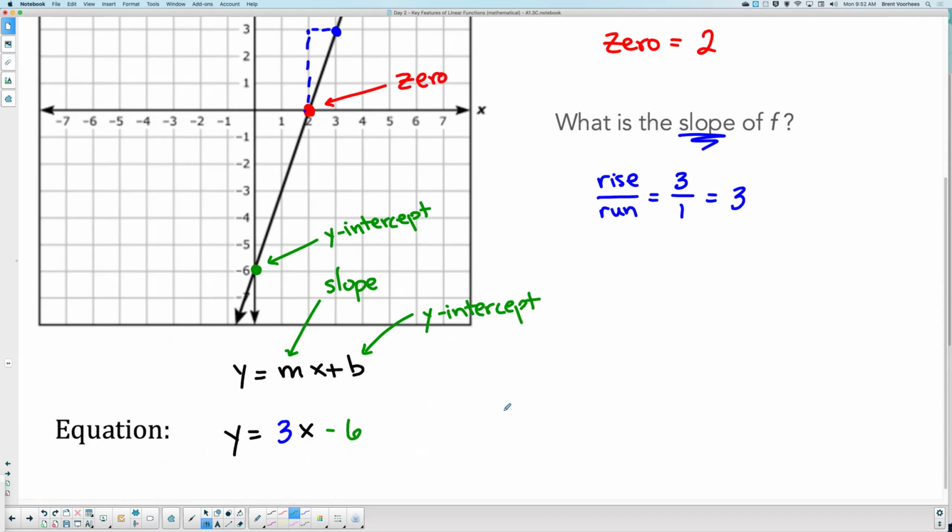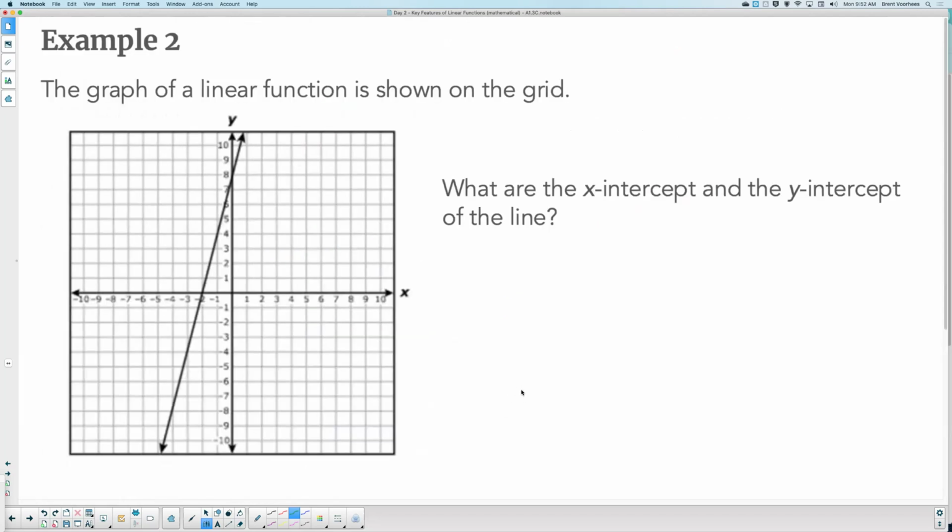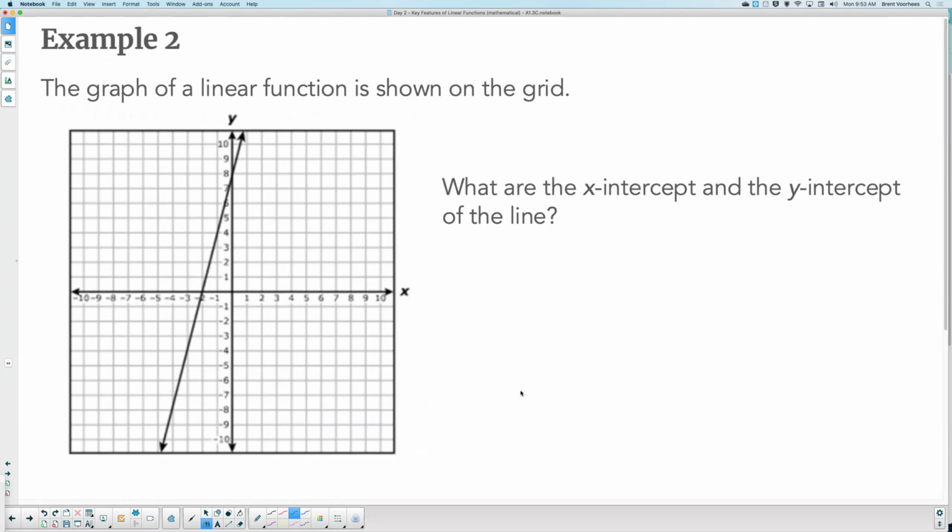Now we've done an exemplar, we've done an example. Let's try a second example before I move on with you starting to try any. It says the graph of a linear function is shown on the grid. What are the x-intercept and y-intercept of the line? Okay, this time, I'm going to give you a second. I want you to put points on the graph and label the x-intercept and the y-intercept. I'm going to give you a few seconds to do this on your own.